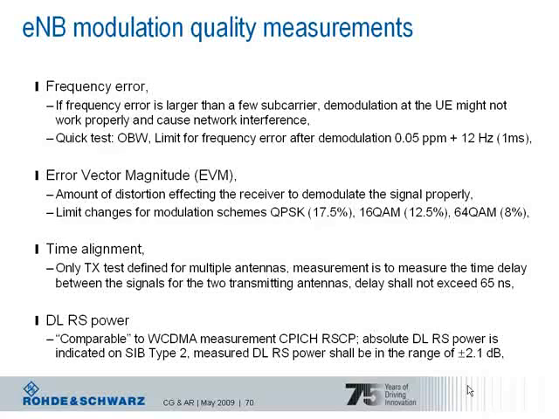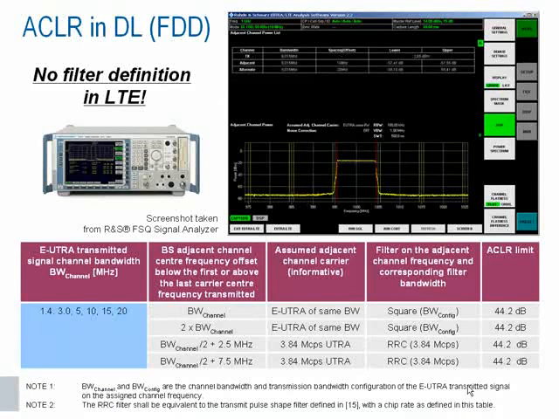Remember, in LTE there is no filter definition as in wideband CDMA with the root raised cosine filter. It is up to the design engineers to meet the in-channel and out-of-channel requirements. Smooth filtering would result in a good modulation quality, meaning a good error vector magnitude. But too smooth filtering would decrease out-of-channel performance, meaning not passing adjacent channel leakage power ratio, short ACLR, or spectrum emission mask, SEM, requirements. The ACLR measurement itself is performed in two steps.